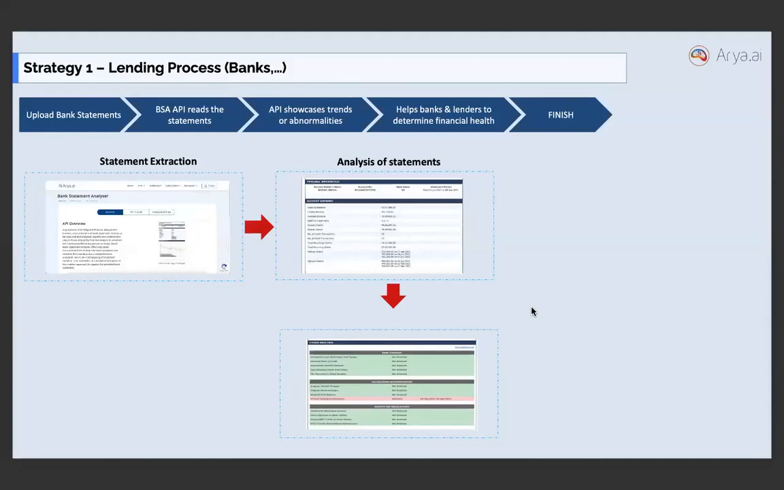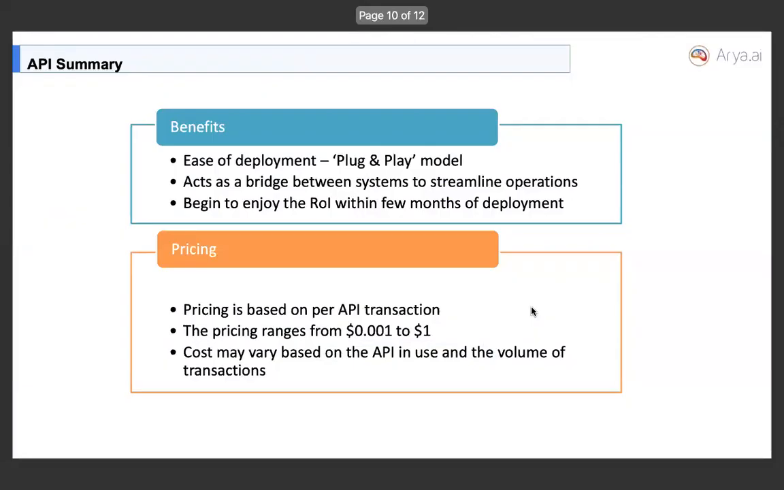Now that we have seen the Bank Statement Analyzer API, to summarize what we have seen so far, we are giving an API-based deployment of any given API, including the Bank Statement API, which is easy to implement and ready to use for deploying in any of your existing operations and systems. The pricing is very simple and it is API transaction-based pricing, which has a very low range. For Bank Statement Analyzer, the pricing is at $1 per API transaction. And based on this, we have one question here as well.